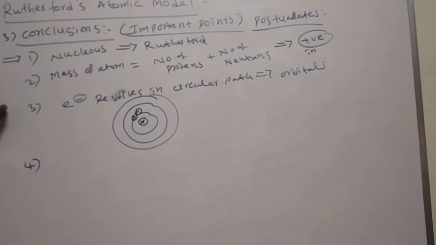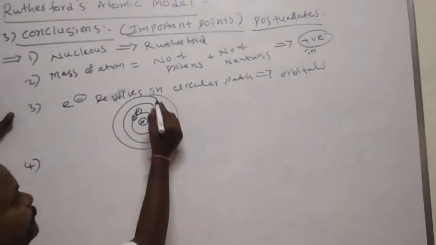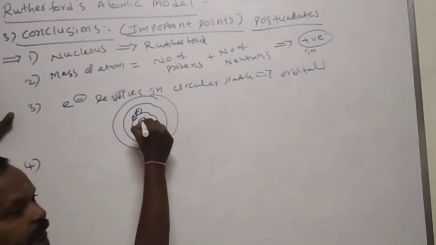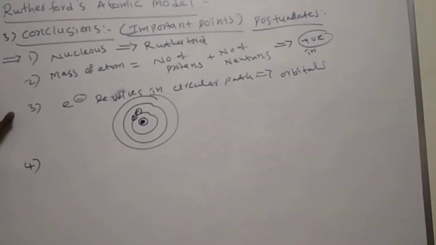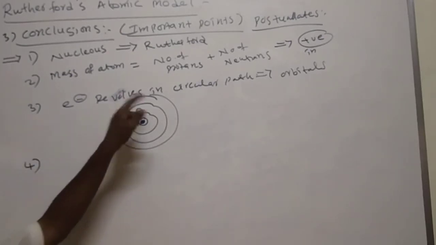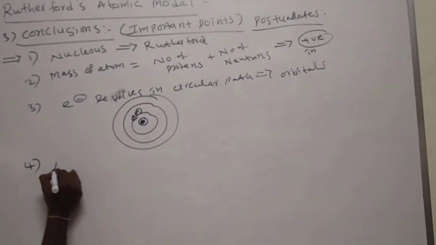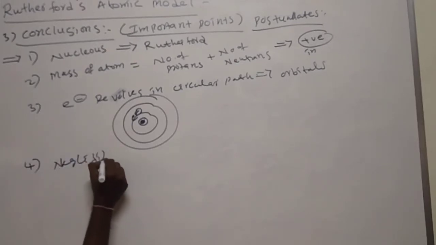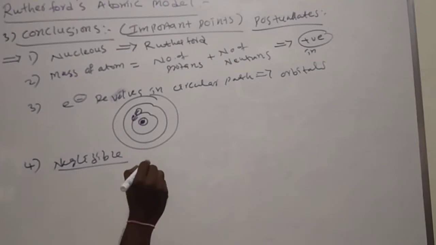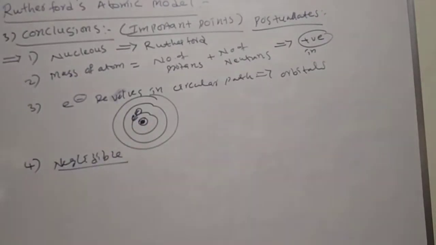Then in continuation, this is the complete atom. Here is the nucleus. The atomic volume of the nucleus is negligible when we compare it with the atomic volume of the atom. Negligible means not comparable when we compare it with the volume of an atom.